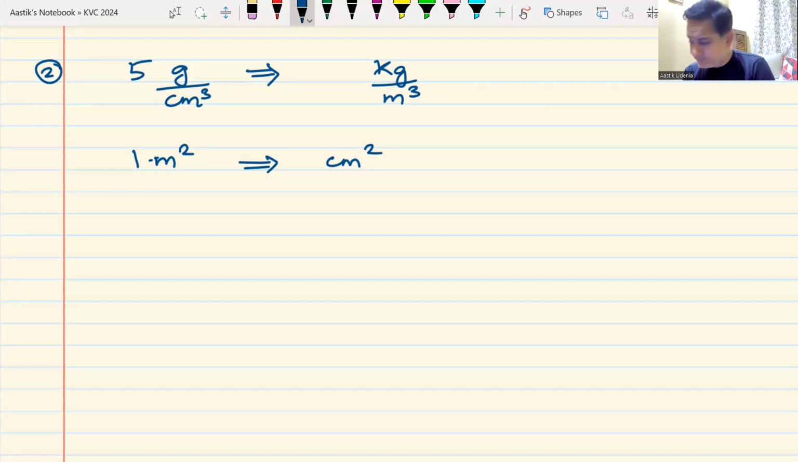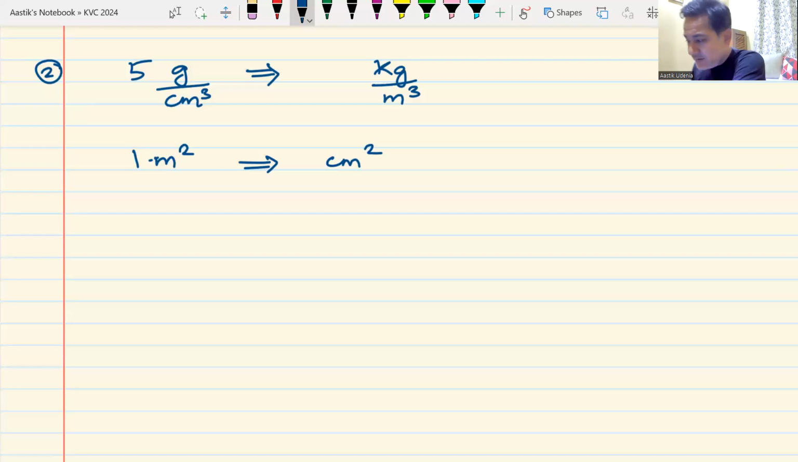Anyone who knows this? 10 to the power of minus 2? No, that is not correct. Now remember, we are talking about dimensions. We are talking about units. Yes, 10 to the power 4 centimeters square, sir. I am getting 10 to the power minus 2. I am getting 10 to the power 4. I am not getting the correct answer.